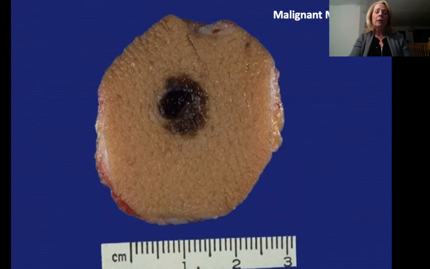Malignant melanoma. So it started out really small, and you can see it had a distinct border at first, and then it began to spread and metastasize, and the border became very unusual.